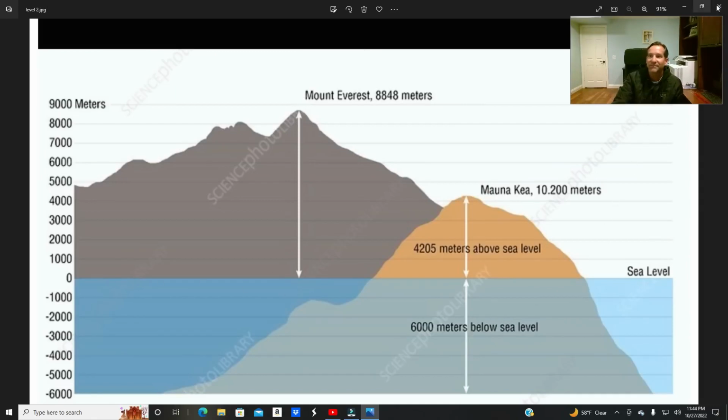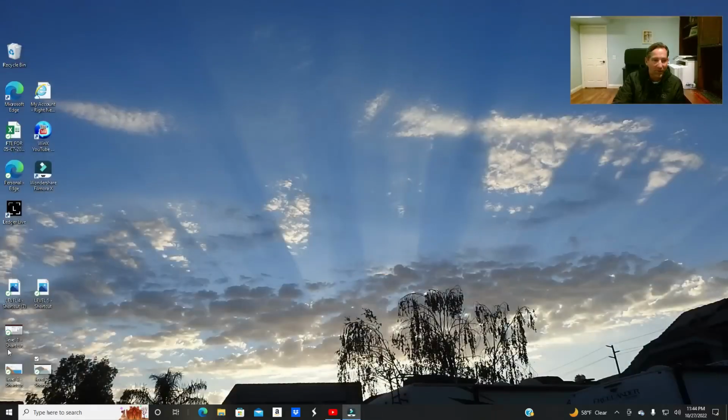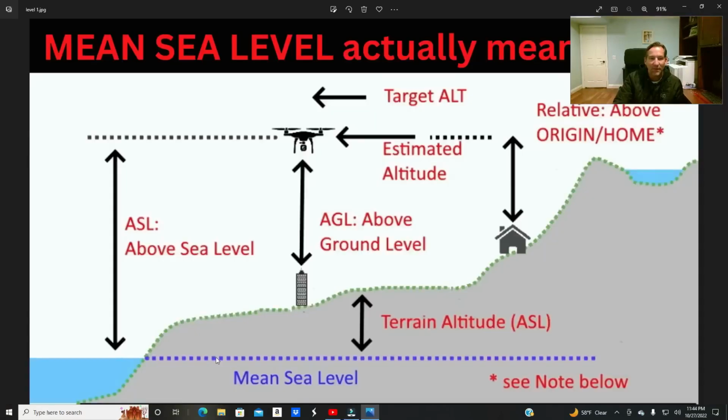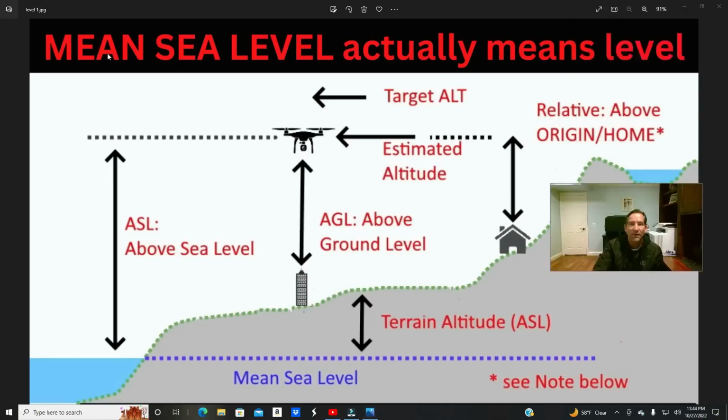All right. I don't want to be rude when I'm saying this. I'm just trying to really hammer this home because it's the most basic thing in the world. Okay. Mean sea level. Mean sea level actually means level. I put that. I thought that was funny.